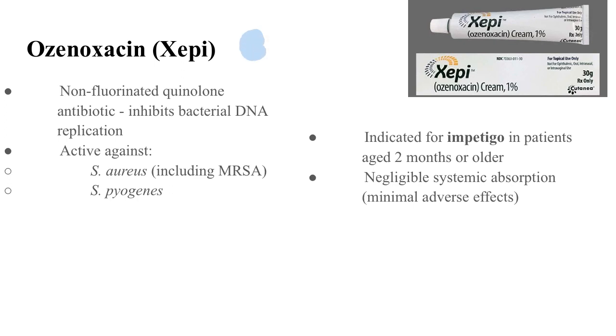Ozenoxacin, or Xepi, is another cream-based product. You've probably heard of fluoroquinolone antibiotics. This product is a non-fluorinated quinolone antibiotic. It works by inhibiting bacterial DNA replication. It's especially useful against Staph aureus, including MRSA and Strep pyogenes, both very commonly seen in skin infections. Its indication is for impetigo in patients even aged as young as 2 months old. We don't have to worry about systemic effects in this drug either.